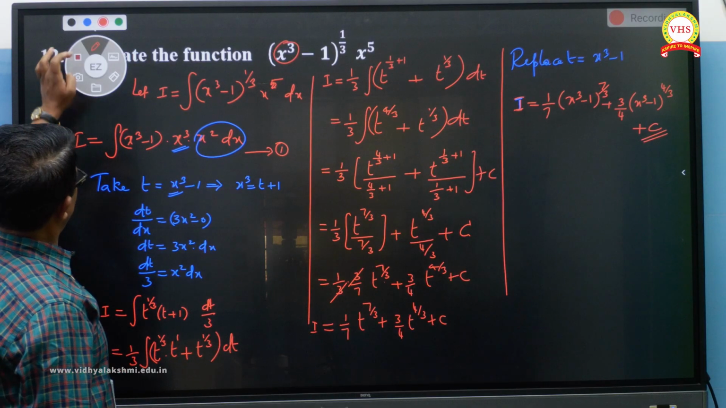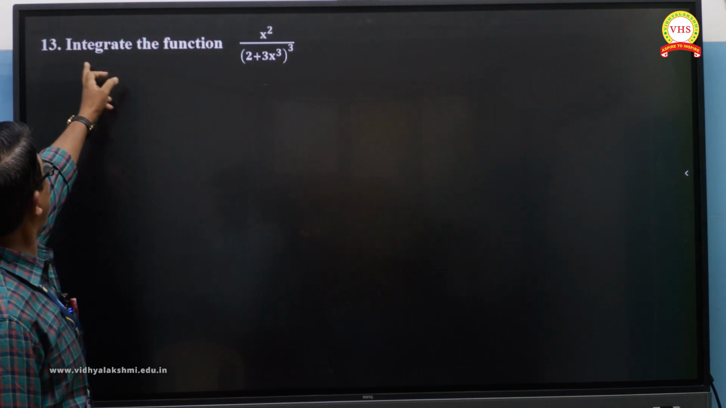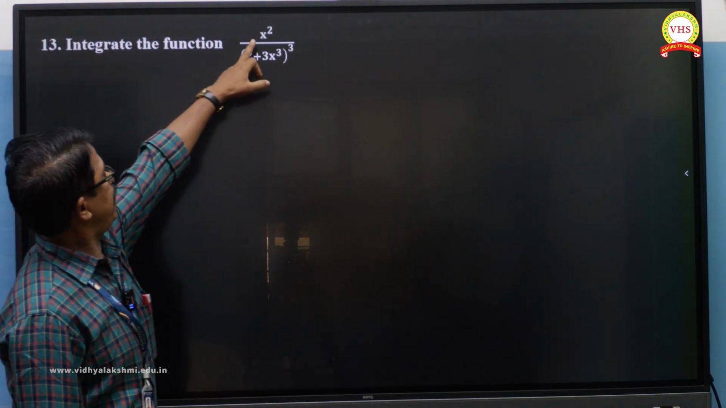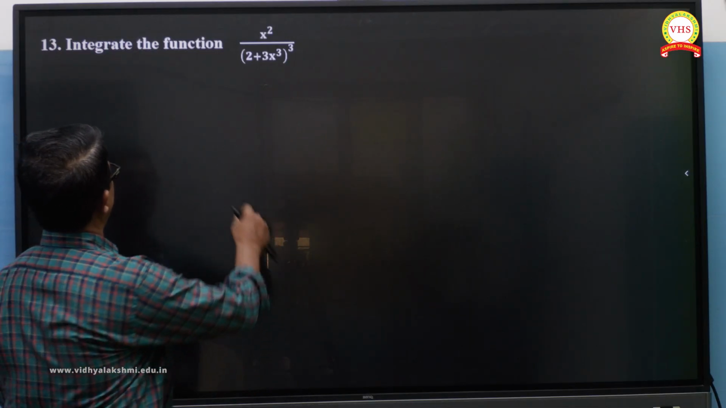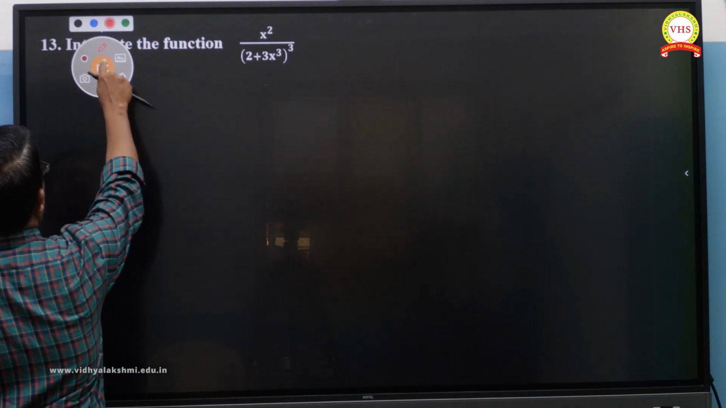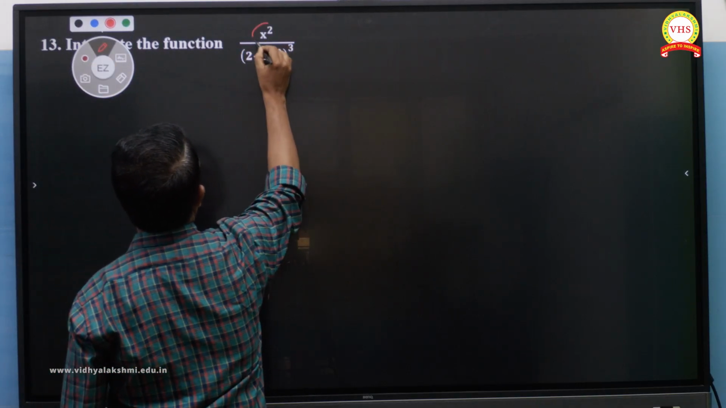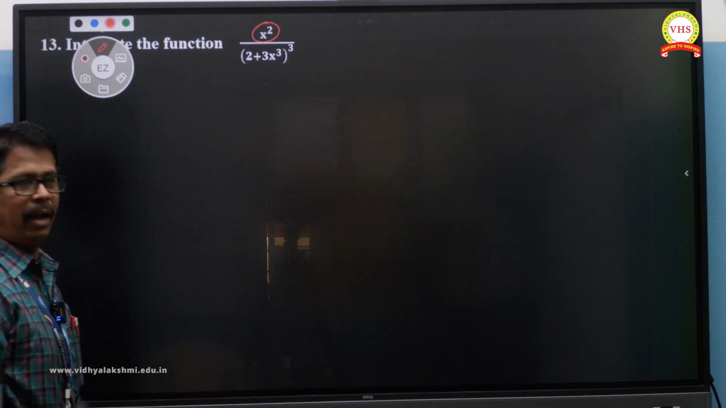Okay, so shall we go to the next sum? Question number 13. What is question number 13? Integrate the function x square by (2 plus 3x cube) whole cube. Yes, when you get x cube in the denominator and x square in the numerator, it is easy to find the integral value.